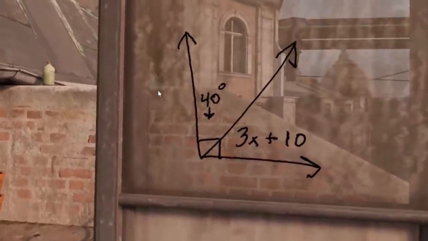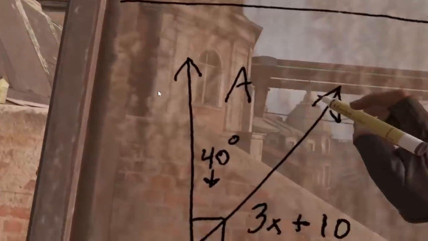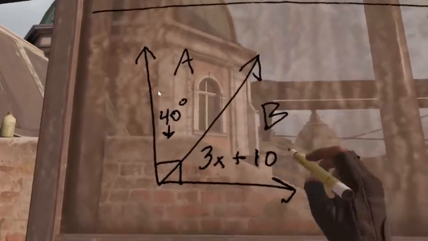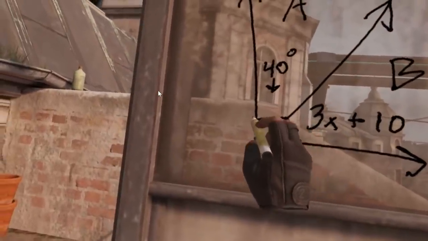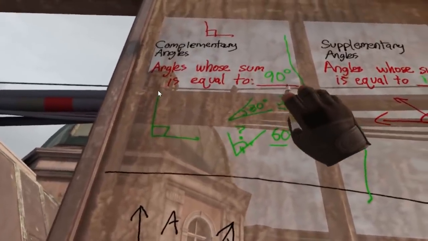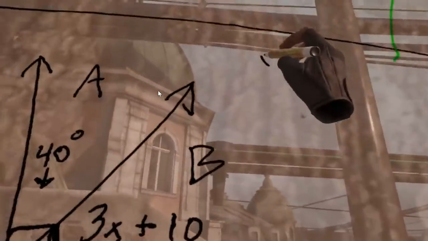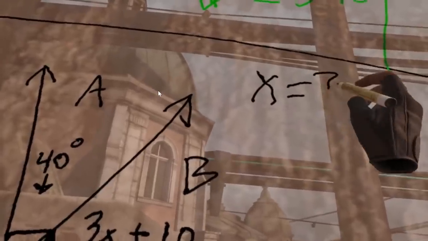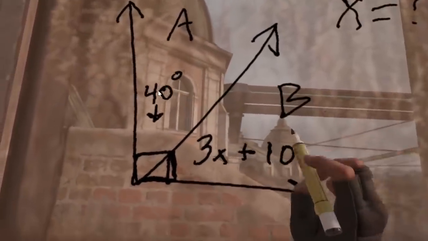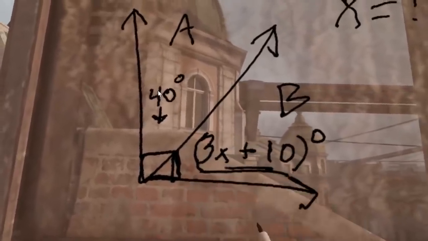Here is an interesting one. I can see I have two angles, which I did not bother to label, but we'll call one angle A, and this angle over here is angle B. Right off the bat, I can see that angle A and B together are a right angle, which means they must be complementary, right? Their sum is equal to 90 degrees. And presumably the question is, what does x equal? I can see that angle A is 40 degrees, and angle B is 3x plus 10 degrees. This is a long expression, but we can solve this.